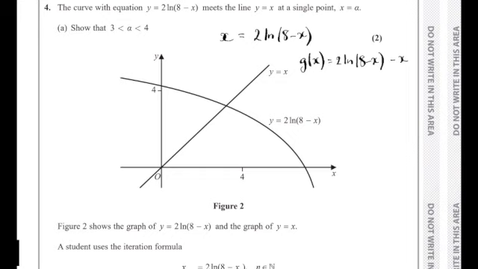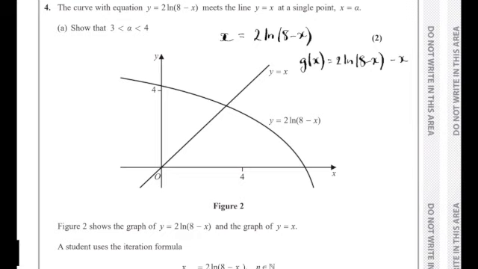The reason I put the x on the right hand side is that if I put in the values 3 and 4, and I get a change in sign for the output, then I know that I've gone past a solution, because I've created a continuous function. What I mean is, if I was to draw the curve 2 ln(8 minus x), my pen wouldn't come off the paper. It would be a continuous function.